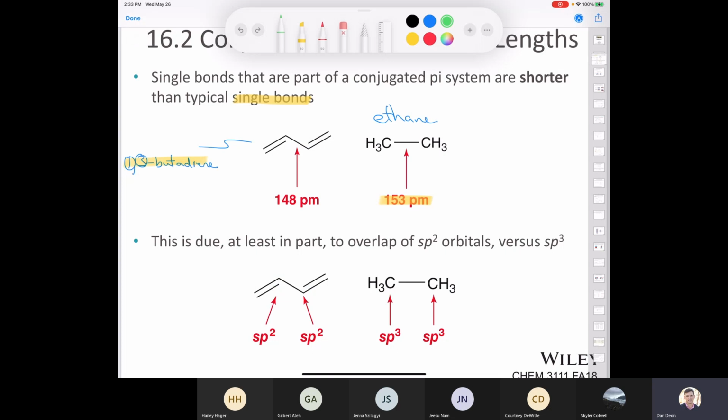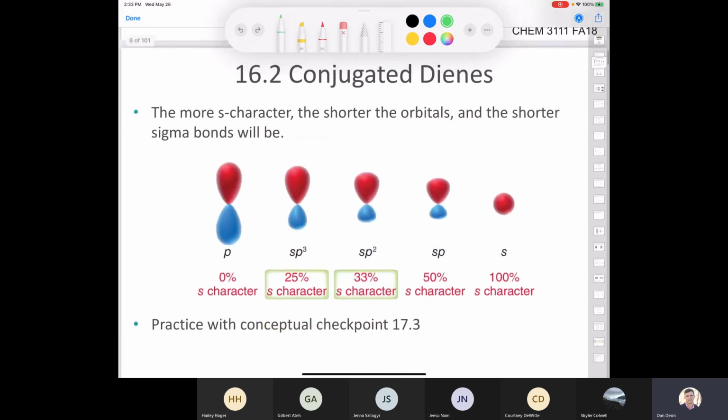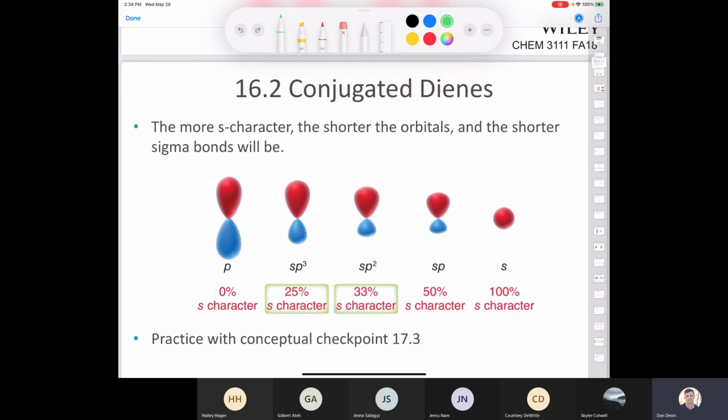And if we think about what an sp3 hybrid orbital is made from, 1 s and 3 p's, it's 25% s, 75% p. What's an sp2 orbital? Well, it's a hybrid orbital that's 33% s and 66.6% p. But the idea is that since an sp2 orbital has more s character, and s orbitals are smaller than p orbitals, it's just going to be a shorter bond. We can also partially explain this using molecular orbital theory, which we're going to look at very briefly in a few minutes.